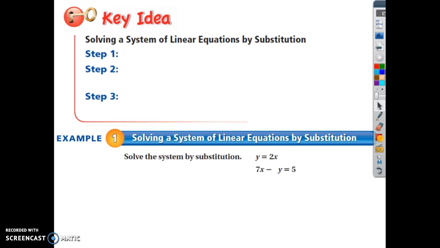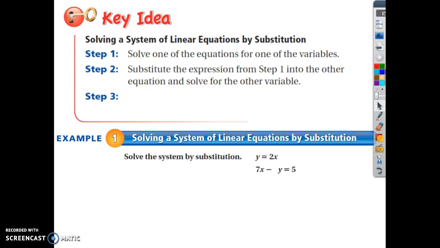Hello and welcome. Today we're going to be discussing the steps to solve a system of linear equations by substitution. This method of substitution is the idea of replacing one variable with another variable in order to be able to solve an equation. In our first step, we are going to solve one of the equations for one of the variables. All this means is to isolate either x or y, one of the two variables that you're working with.